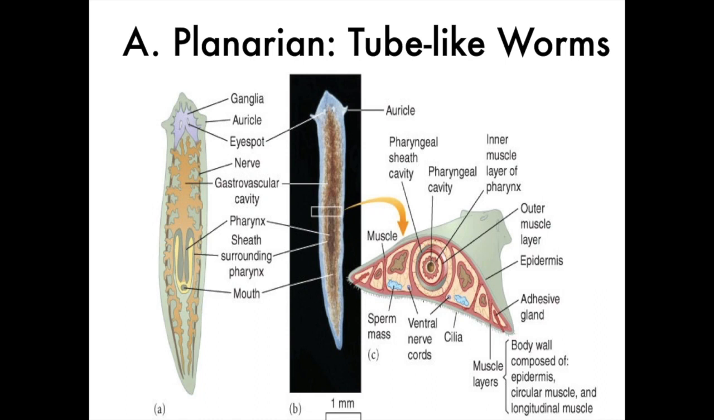Eye spots help detect light. When we learned about the euglena, which was in kingdom Protista, the euglena used the eye spot to find light so it could use the light to perform photosynthesis. But the problem here with the planaria is that the eye spots help it detect light so it can get away from the light.